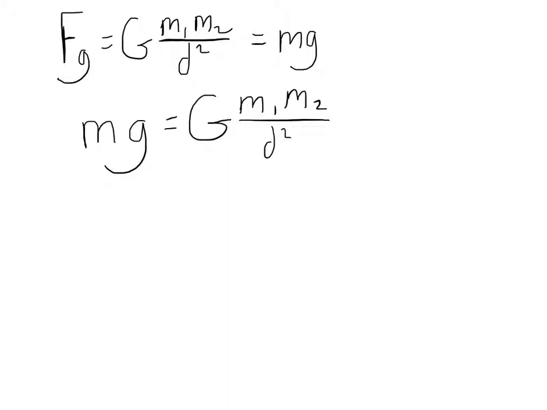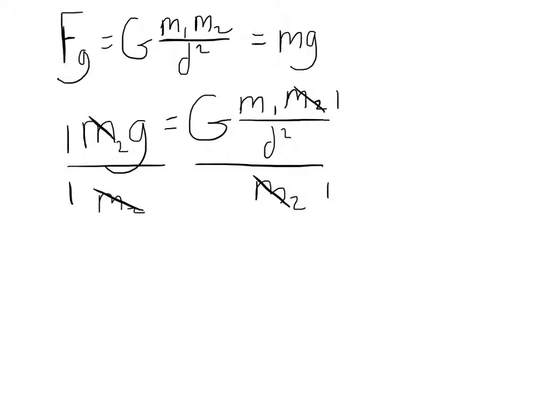Well, the mass on the left-hand side of the equation, let's call it mass 2, is represented in the numerator on both sides of the equation. So I can divide both sides by mass 2, and mass 2 divided by mass 2 is just 1. And that will leave me with lowercase g equal to G times mass 1, that's the other object, divided by d squared.